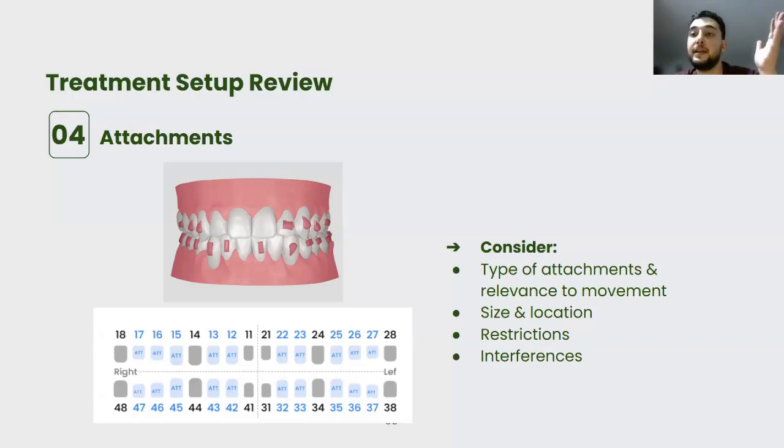So after checking the staging and the movements, we've covered 75% of the clear aligner treatment setup. I can finally start looking at attachments.